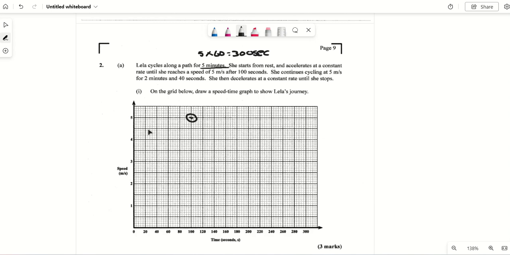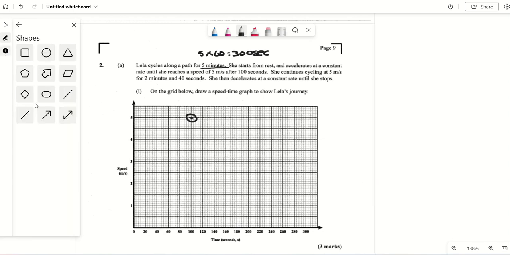Now, they told you it's a constant rate, so that means it's going from 0 straight up to that point. So this would be your first part of the graph, the first part that they said. This is for 5 meters per second after 100 seconds.